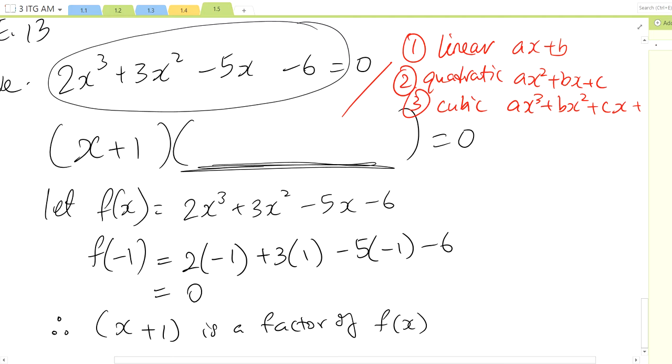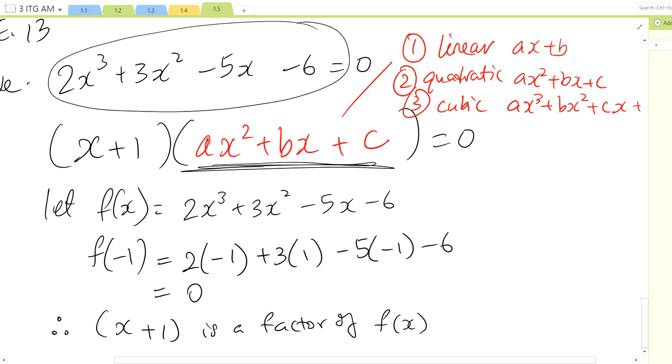Why quadratic? Because we already have x power 1, so it must be quadratic. And what does the quadratic look like? ax squared plus bx plus c. Okay, this is one way to do it. Then am I going to use observation or long division? My intention is to use observation. I think it should be faster, but go ahead and use long division if you want to.